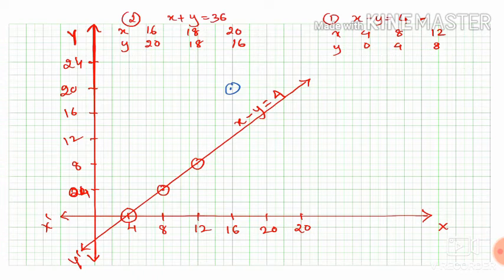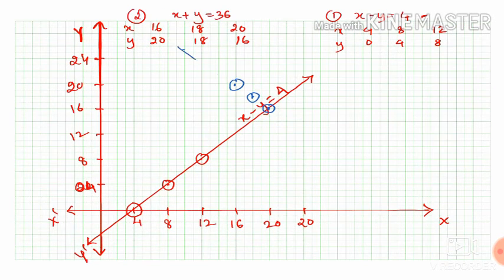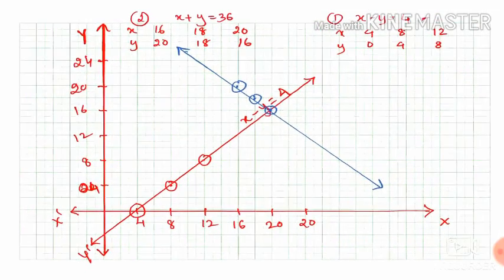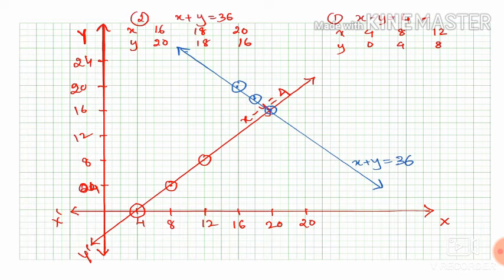Whenever plotting, always choose another ink to show the second line. Join these points and label line with the corresponding equation. The lines are intersecting. The point of intersection is 20, 16, and this is the solution of this pair of linear equation.